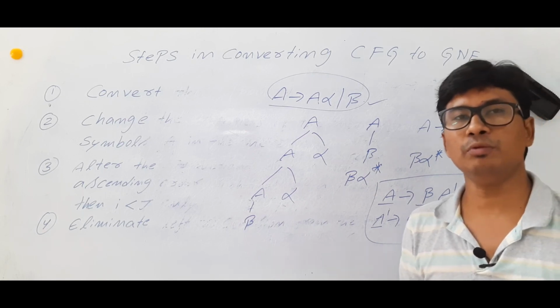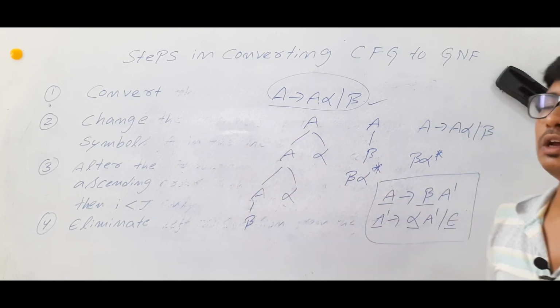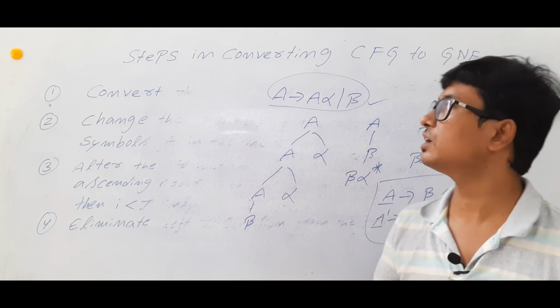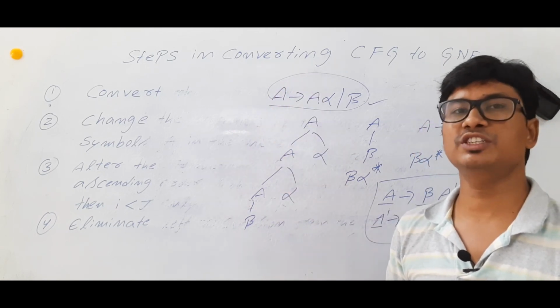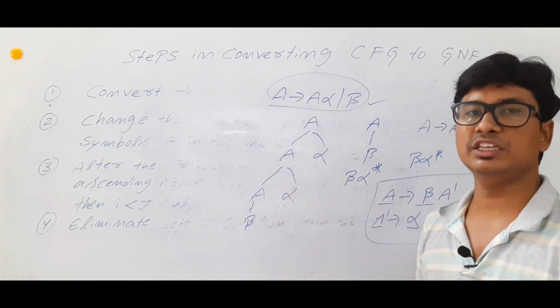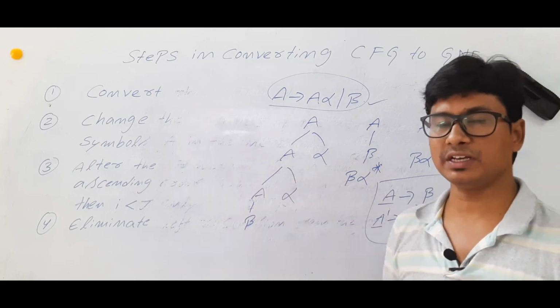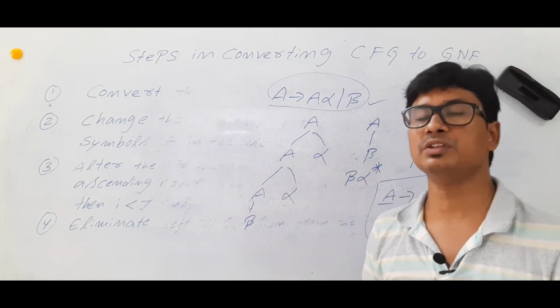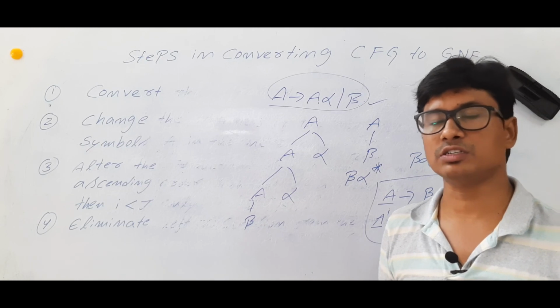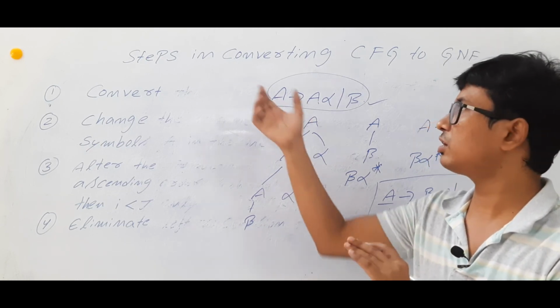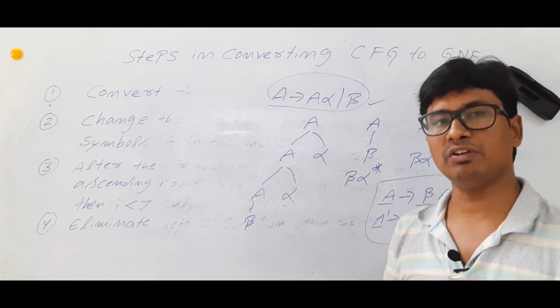So I hope with this discussion you have understood the steps in converting a CFG, context free grammar, to GNF form. This is quite complex. It is a very tough topic to understand, so I will discuss a few examples so that you will understand the concept.